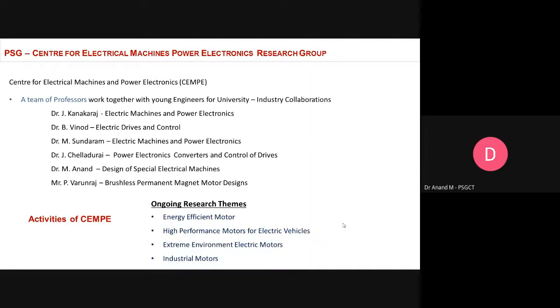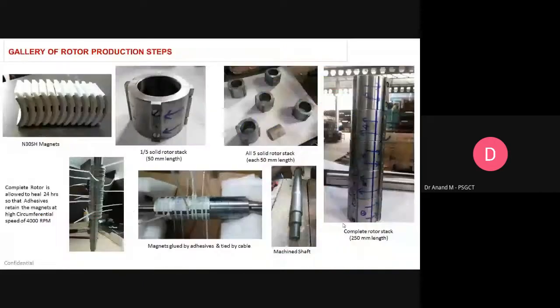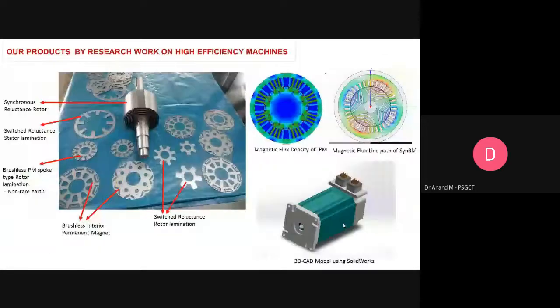We concentrate on energy efficient motors, industrial grade motors, and e-vehicles. These are some of the motor drivetrains we have developed along with the OEMs and university collaborations. So maybe we can take up joint collaboration using the facilities we have. These are some of the products we have developed, and we can think about joint collaborations from the academic institute side in developing different kinds of cutting-edge motors for EV applications.